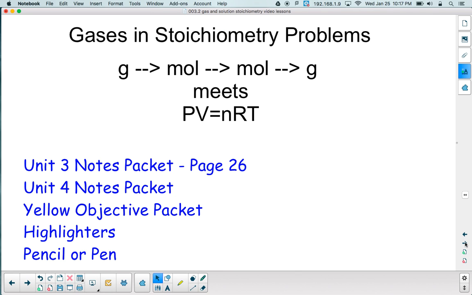So that's how we're going to manage gases in stoichiometry problems. We're going to have to combine our original stoichiometry idea with our ideal gas law, enabling you to now incorporate gases into your stoichiometry problems.